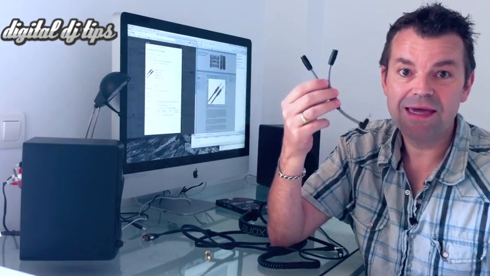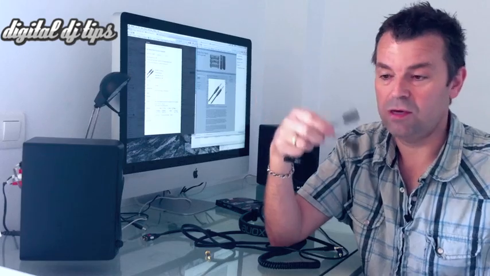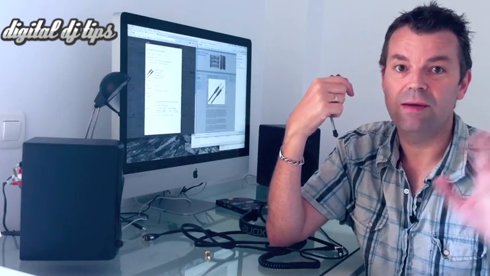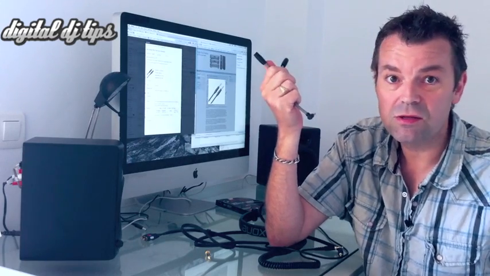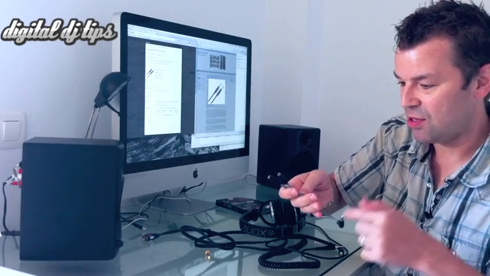Now those cables are made for people who want to share an iPod when they're on a flight, so you can both plug your headphones in and both listen to exactly the same thing. Now they're everywhere, and people often say, why can't I use a splitter cable? Or, I've got a splitter cable, it's not working.